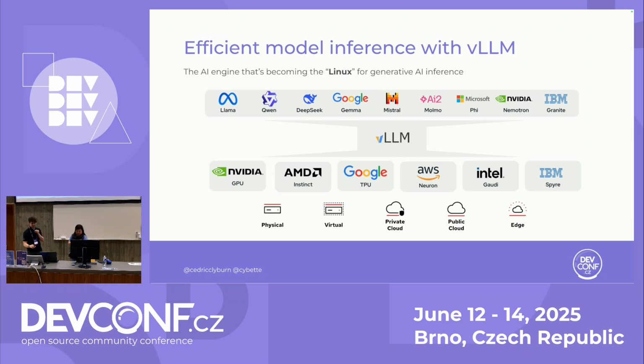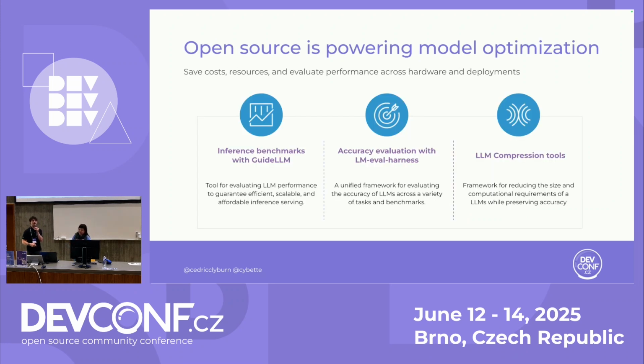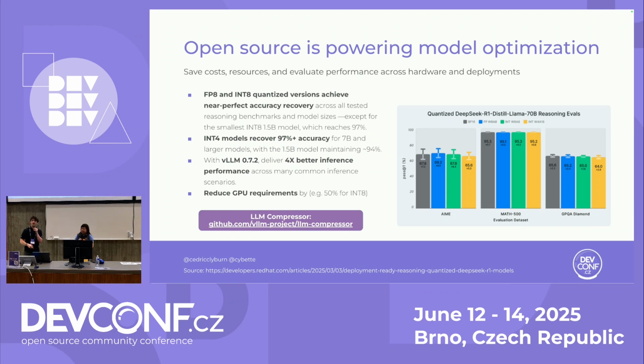So exactly. And so it powers model optimization not only as an inference server, but through different projects such as GuideLLM for evaluating performance, an eval harness to say, hey, is this the right output from this prompt, and LLM compression tools, because we are able to do quantization where you essentially reduce the numerical precision of a model, which saves up to 4 times on resource requirements, but also inference speed as well. So if you want to check out the project, please do.